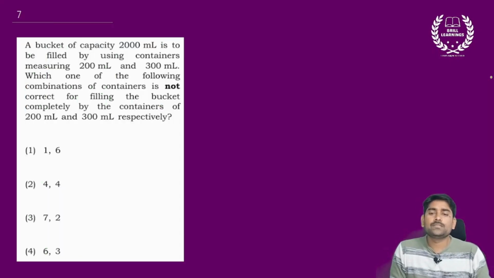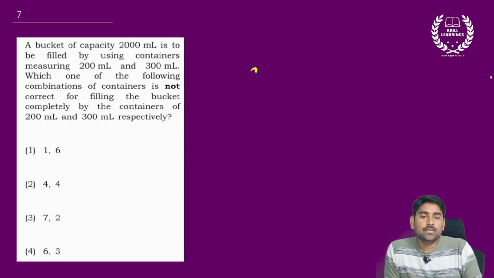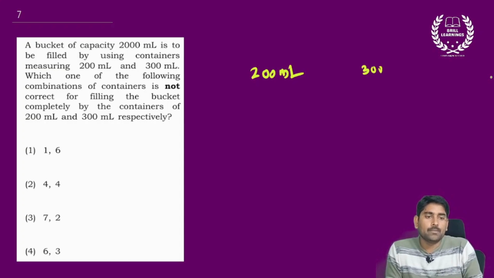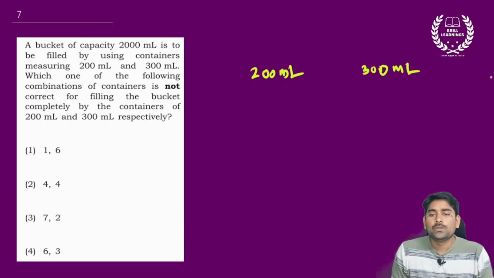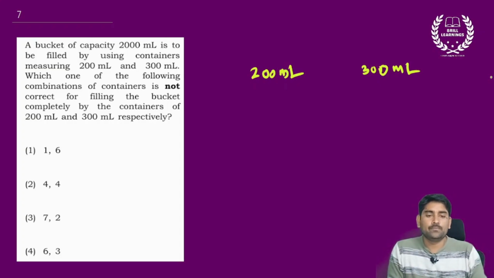A bucket of capacity 2000 milliliter is to be filled by using the containers measuring. Here they have given 200 ml measuring jar and 300 ml measuring jar. With the help of these two measuring jars, we have to measure the total capacity of the bucket, that is 2000 ml. Okay, they have given 4 options. Let's check one by one.